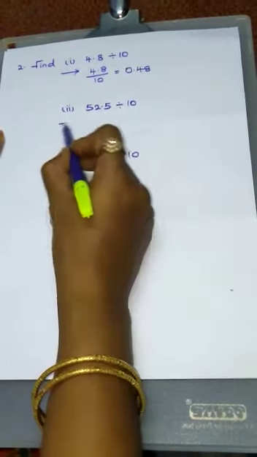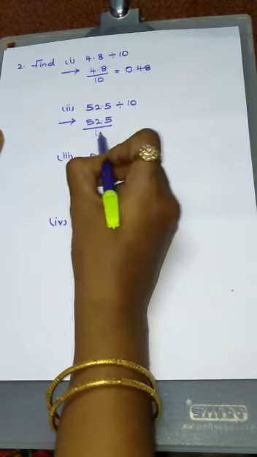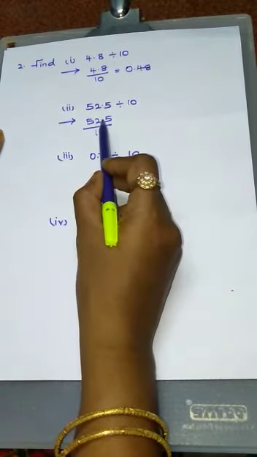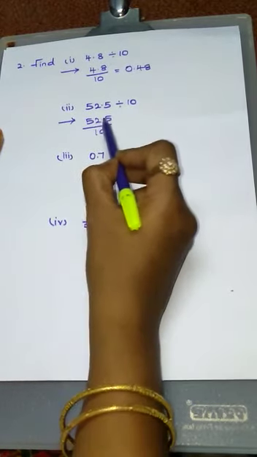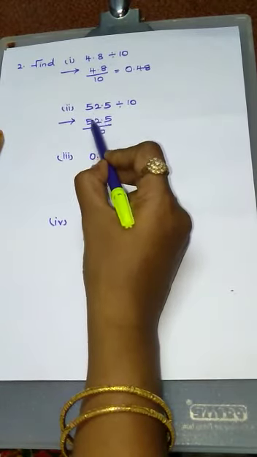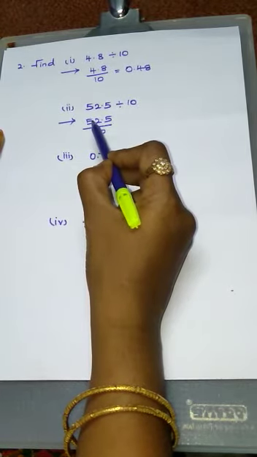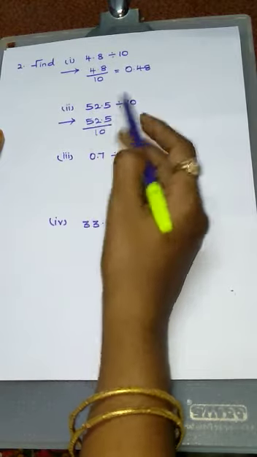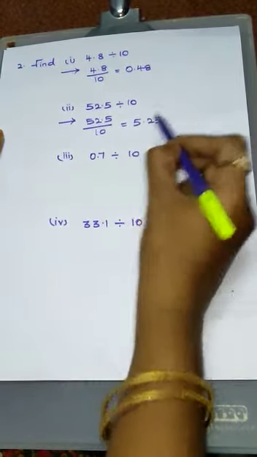Okay. Next question, 52.5 by 10. 52.5. The point is here only. We are going to divide a number using the value 10. So we have to move the decimal point only one place. So for division by 10, actually the number to the left by one place only. So the answer is 5.25.